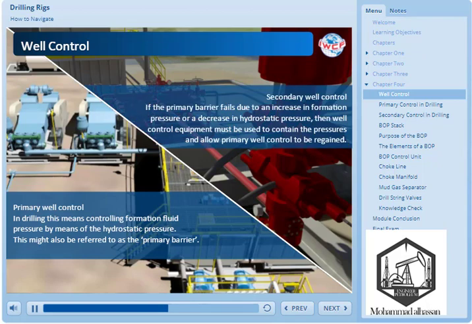Secondary well control. If the primary barrier fails due to an increase in formation pressure or a decrease in hydrostatic pressure, then well control equipment must be used to contain the pressures and allow primary well control to be regained.